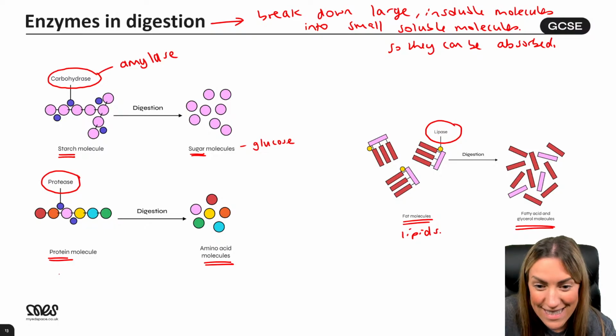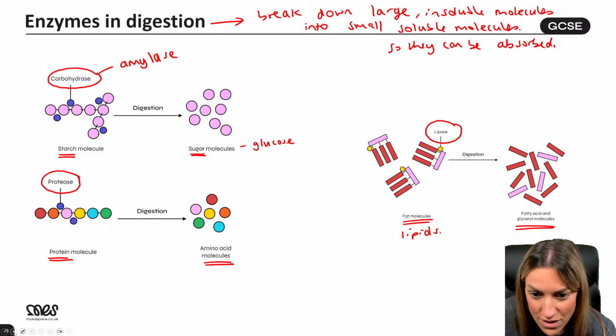No. What is glycerol? It's a type of lipid. You don't have to know the structure or anything. It's just the product of digestion.